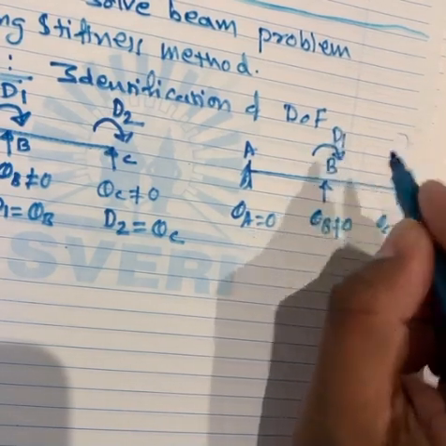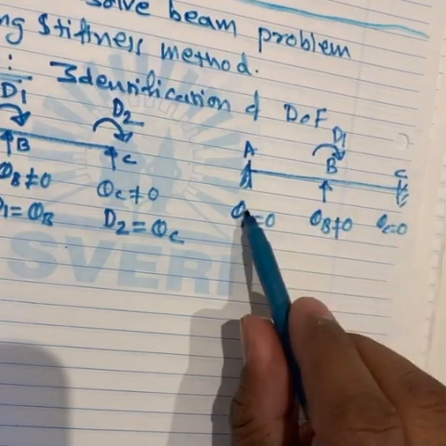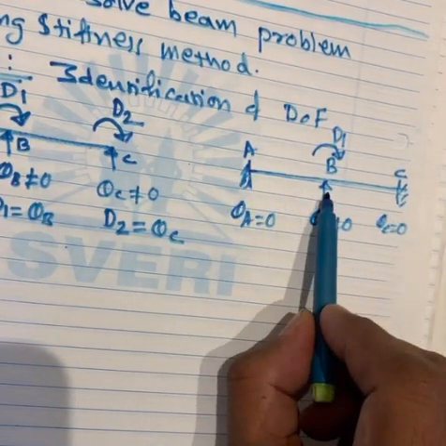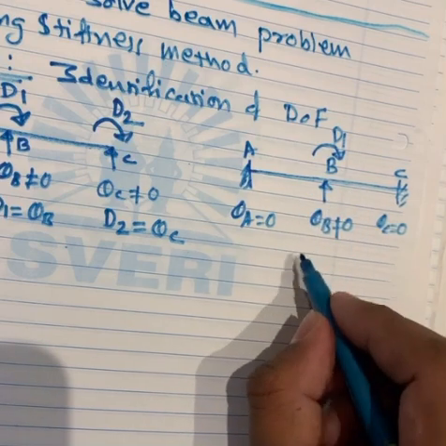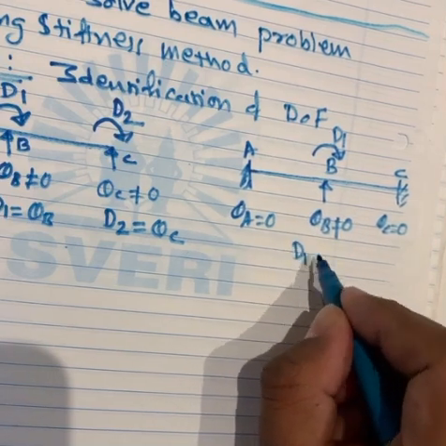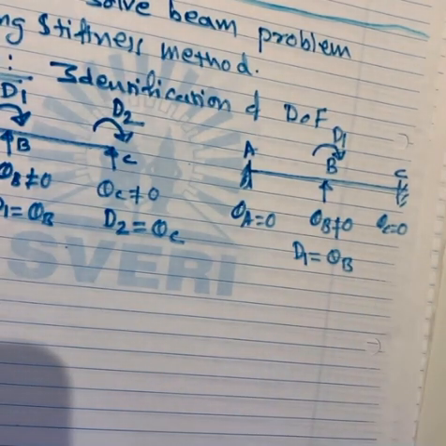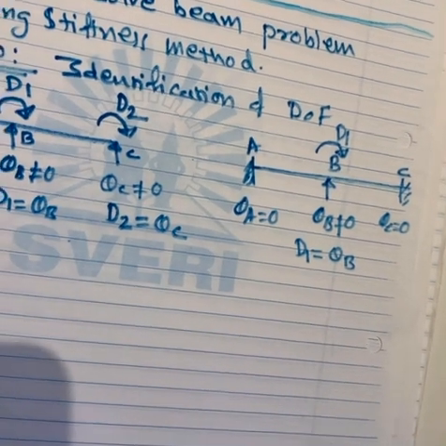So let us call it D1. Here there is 0 degree of freedom, here there is 0 degree of freedom, whereas here there is 1 degree of freedom. And D1 is equal to theta B. I guess it's pretty easy to understand.